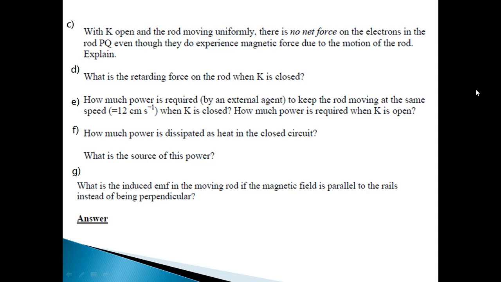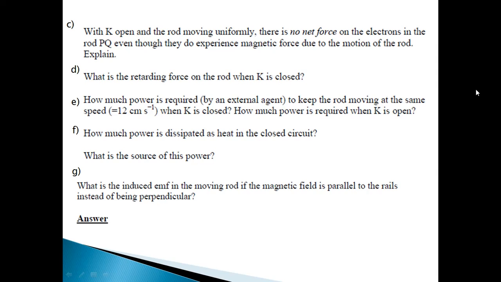C. With K open and the rod moving uniformly, there is no net force on the electrons in the rod PQ, even though they do experience magnetic force due to the motion of the rod. Explain. D. What is the retarding force on the rod when K is closed? E. How much power is required by an external agent to keep the rod moving at the same speed when K is closed? How much power is required when K is open? F. How much power is dissipated as heat in the closed circuit? What is the source of this power?